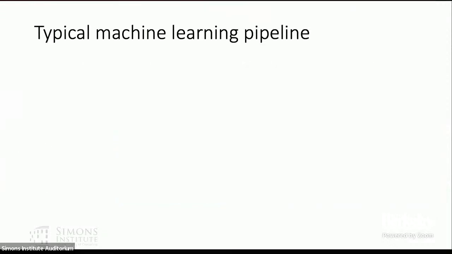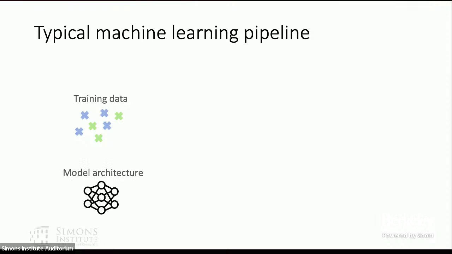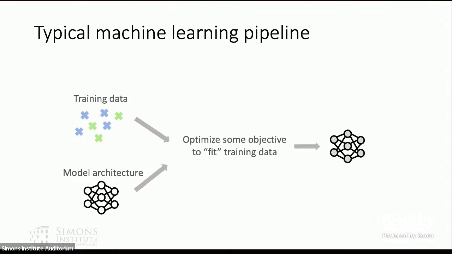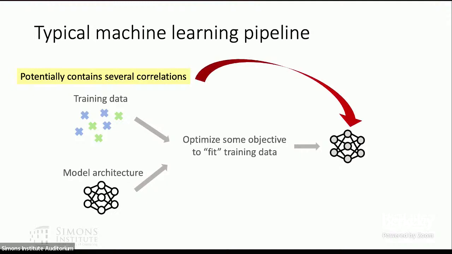So the usual pipeline to do so is to collect some training data, like a lot of training data. And then you pick some kind of latest and greatest model architecture. Then you put them together and you have some objective to fit this training data. And then you get your final model parameters. And so the obvious issue here is that your training data could contain a lot of correlations, some of which are useful, some of which are not useful or meaningless. And these are going to show up in your model. And this turns out to be a real problem.